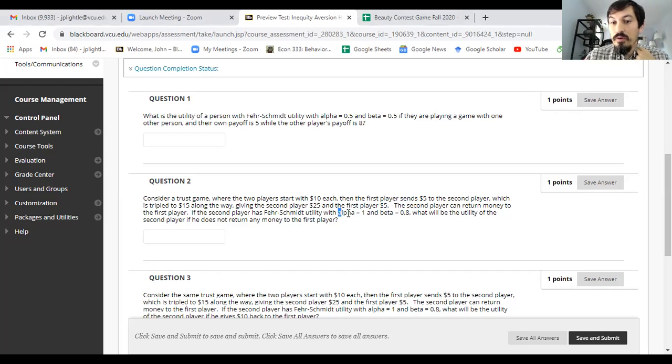And you have to think now, okay, should I include alpha or beta? Well, the second player doesn't feel any envy because the other player isn't getting more. He does feel guilt because the other player is getting less.